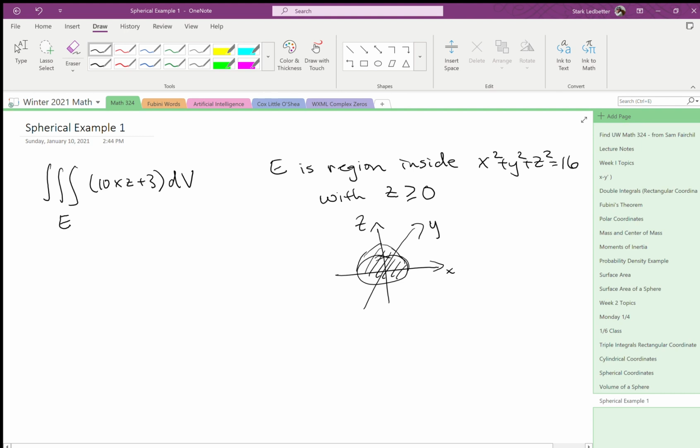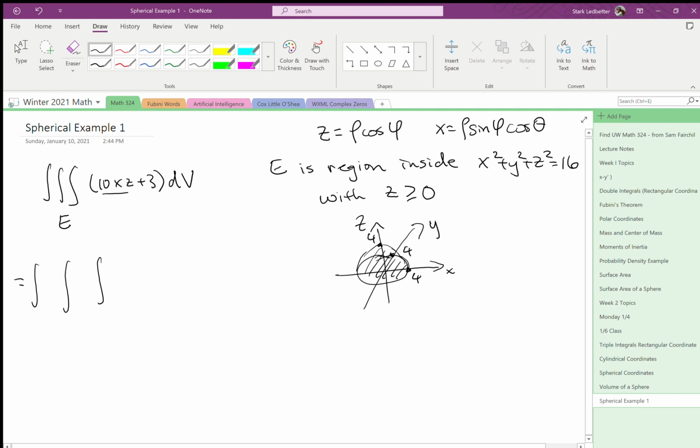Okay, so we've got the top half of the sphere of radius 4. All of these are 4. This top one's 4. Okay, great. Now, we need to convert that to spherical coordinates, right? And then we'll have this out here. Okay, so remember that z was rho cosine phi, and that x was rho sine phi cosine theta. And if you don't remember that, you can rederive it the same way we did it the first time.